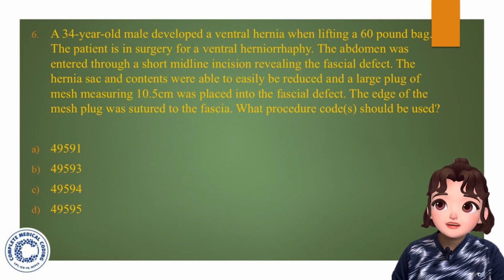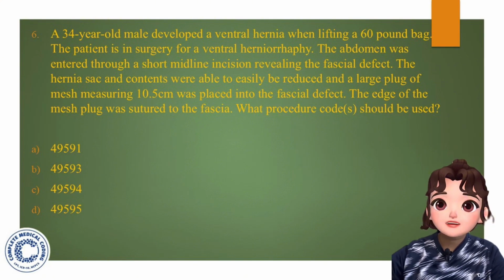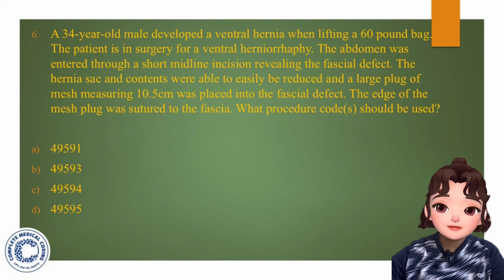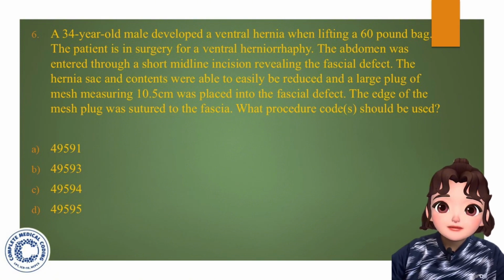So here, what is the procedure done? Ventral herniorrhaphy. The patient is in surgery for a ventral herniorrhaphy. So here, what are the diagnosis codes? What are the CPT codes given? 49591, 593, 594 and 595. From this you have to find the answer. So the procedure done is repair of hernia. Ventral herniorrhaphy means repair of the abdominal hernia. So let's check the codes one by one.